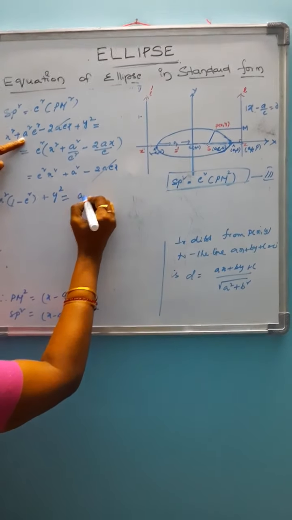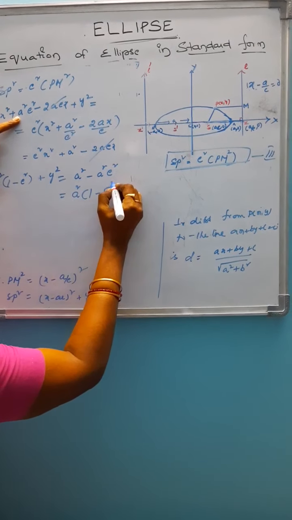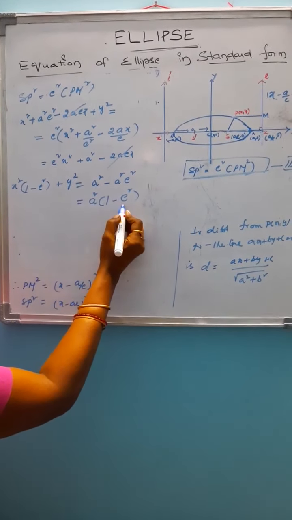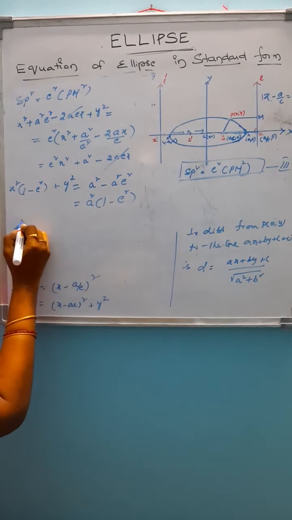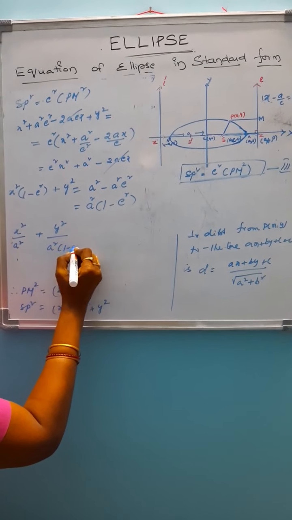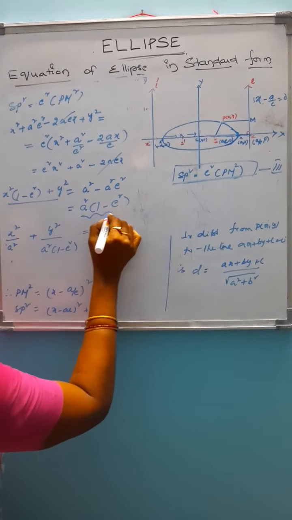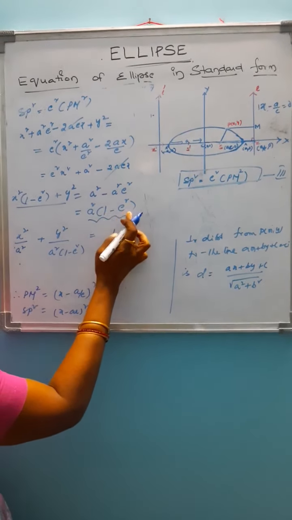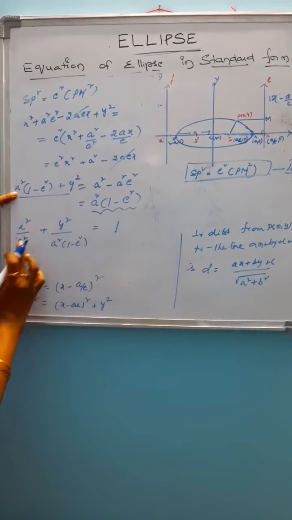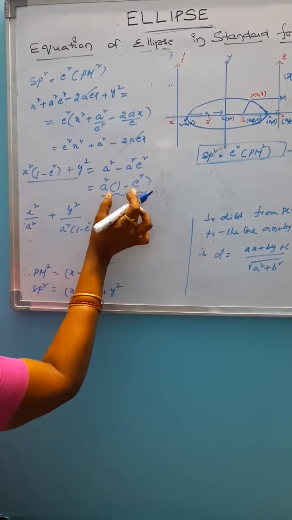minus a square e square, that is take a square as common, a square into (1 minus e square). So on dividing throughout the equation by a square into (1 minus e square), that is x square by a square plus y square by a square into (1 minus e square) is equal to 1. In x square into (1 minus e square), 1 minus e square is cancelled. So x square by a square plus y square by a square into (1 minus e square) is equal to 1.